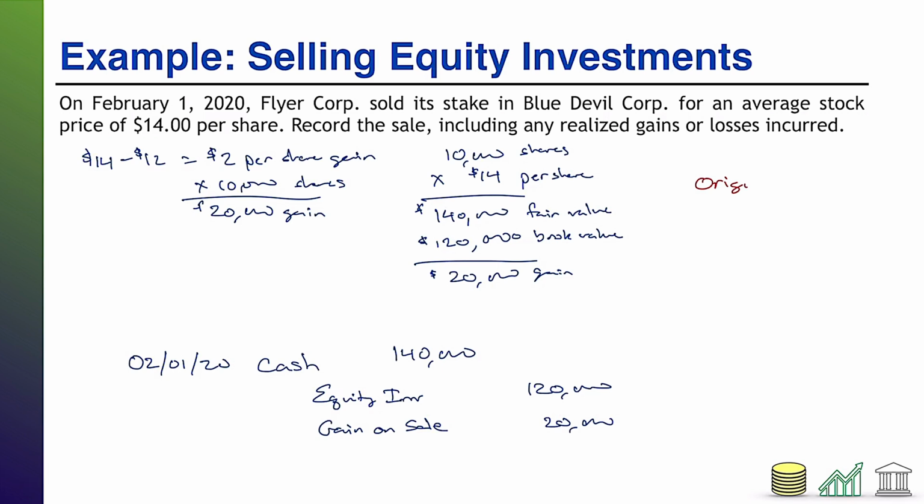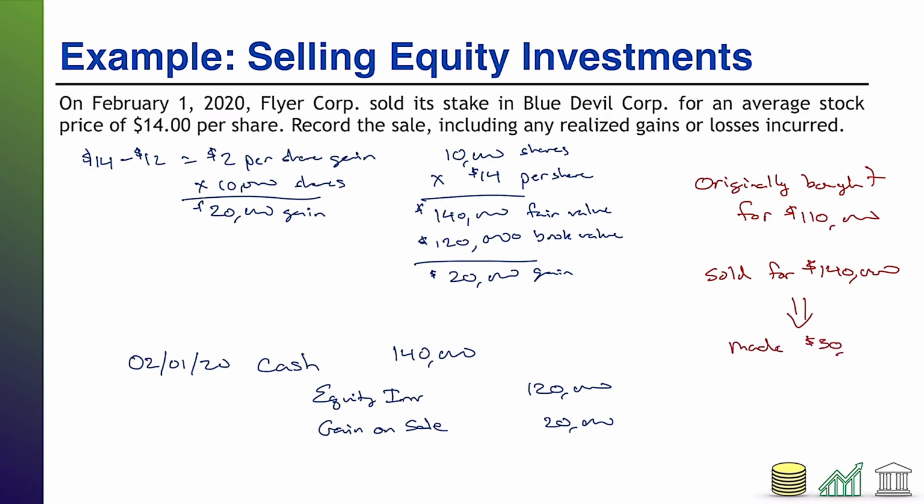We originally bought the stock for $110,000. We have now sold it for $140,000, which means we have made $30,000 in cash off of these series of transactions, right? That was ultimately, at the end of the day, what happened. Bought it for 110, sold it for 140, made 30, right? If you think about over the course of this series of transactions, what did we record?